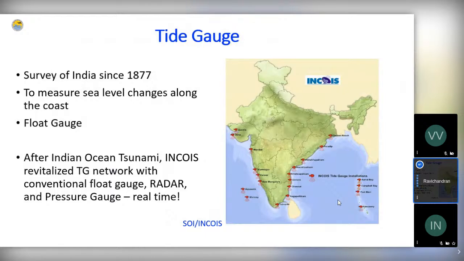After the Indian Ocean tsunami in 2004, INCOIS revitalized this tide gauge network with conventional float gauges and also with modern instrumentation like radar and pressure gauges, and started streaming the tide gauge data in real time. More than 30 to 40 stations are continuously operating in and around the Indian coast, both on the mainland and on the island territories. So these were the first observations we started. If we want to study any long-term change, these are the only observations we have in India.